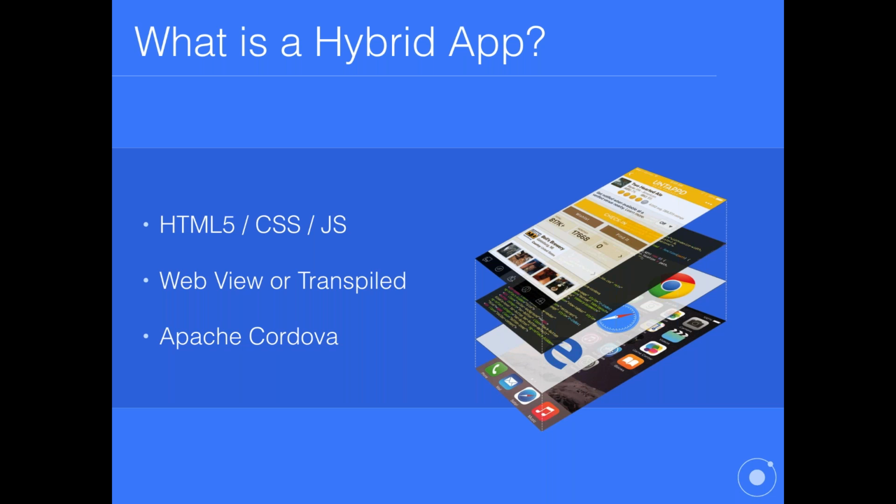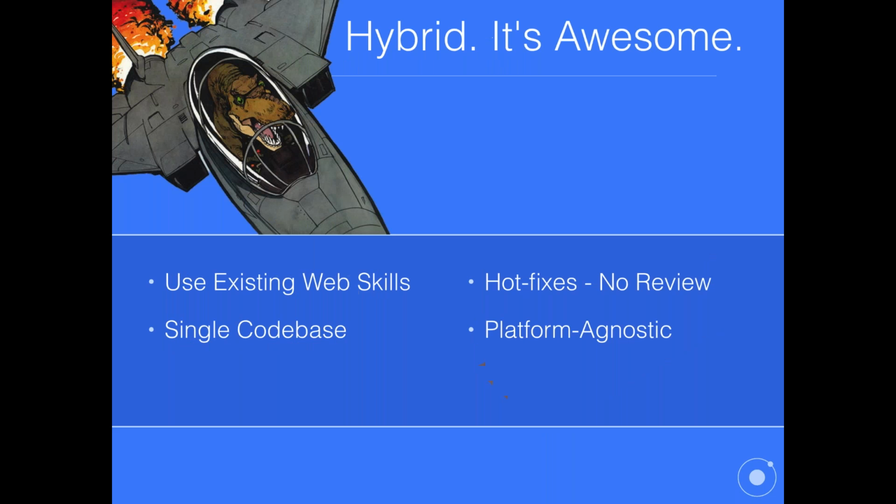But to the developer, a hybrid app is a mobile app that is built with standard web technologies: JavaScript, HTML5, CSS, and then generally it's going to use Apache Cordova to wrap that code in a native web view and package it in a native executable like an IPA file for iOS or an APK file for Android. There are also some other options for hybrid app development that transpile your web code down to actual native code. But generally, when we're talking about hybrid, we're talking about using standard web technologies.